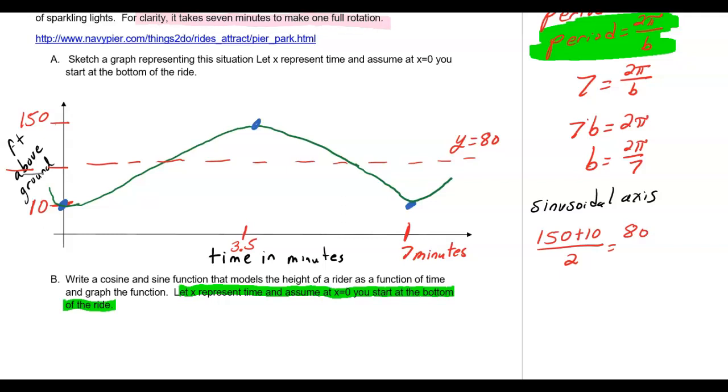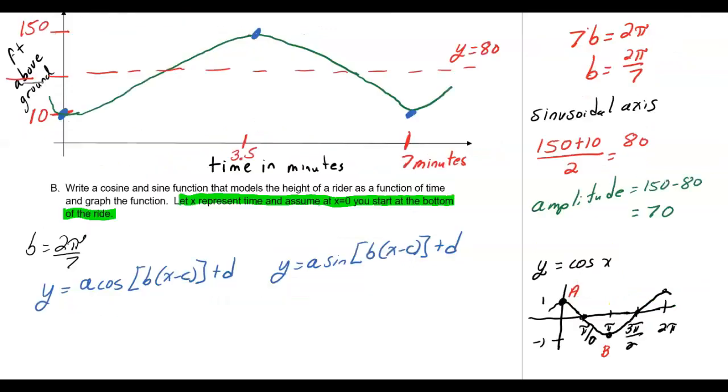The other piece of information is we need the vertical stretch, or the amplitude. The amplitude is the distance between the max and the sinusoidal axis. So 150 minus 80 gets us that the amplitude is 70. So at this point we have the information to write a sine and a cosine graph.